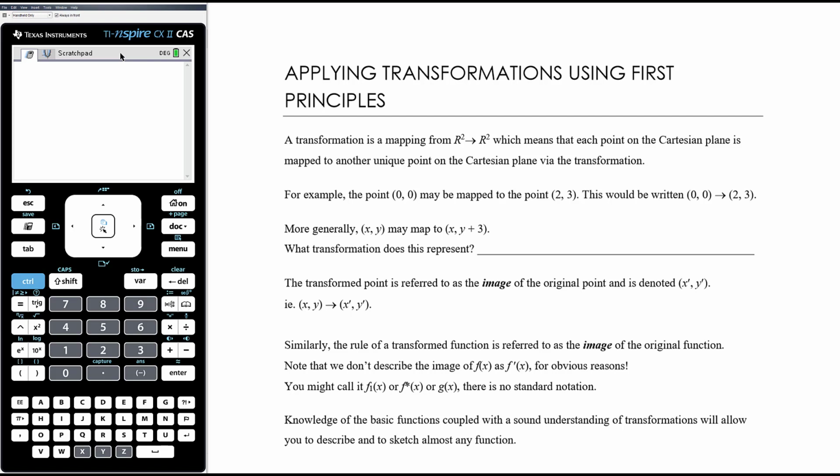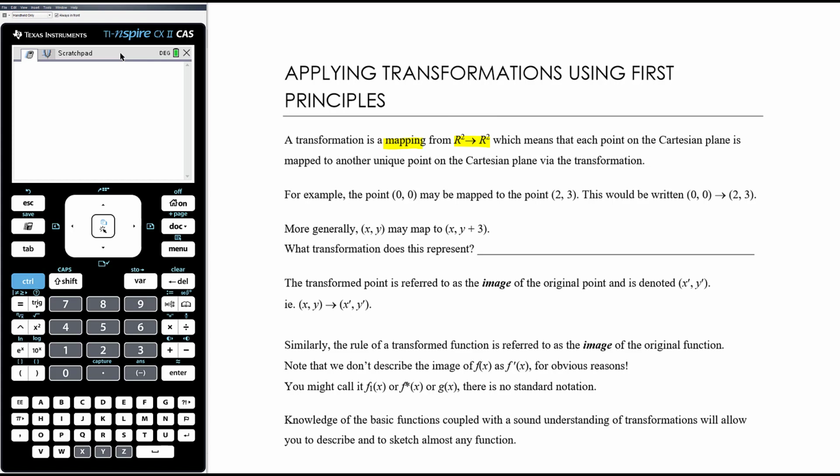So let's start with sort of where we're at. We've talked about in the previous video that a transformation is a mapping from R2 to R2, which means that every point on the Cartesian plane is mapped to another unique point on the Cartesian plane via that transformation. So if you were translating up by 5, you would add 5 onto the y coordinate, and every single point you're adding 5 onto its y coordinate, and you're transforming all of the points on the Cartesian plane in that manner. And that results in the graph being in a different place.